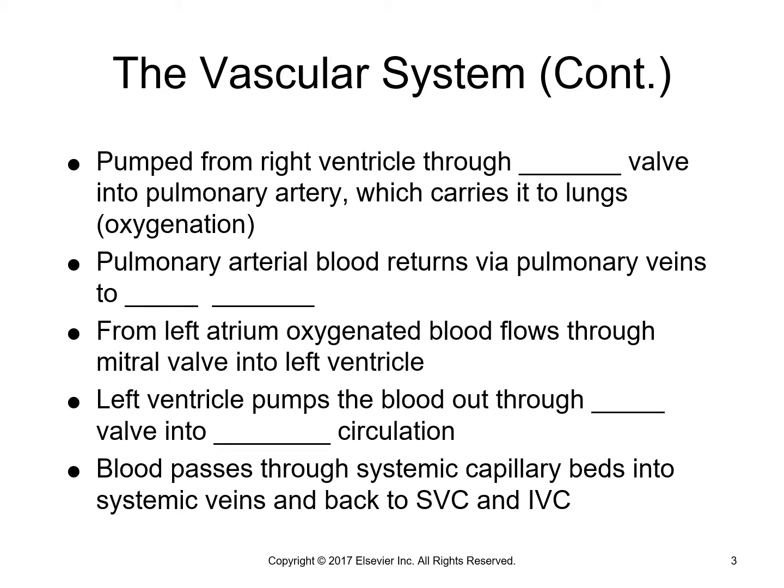Then the blood passes through the systemic capillary beds back into the veins and comes back through the superior and inferior vena cava. So just a quick review on your fill in the blanks on this particular slide. You have pulmonary valve as your first blank. The second one is left atrium. And then the fourth bullet there you have aortic valve into systemic circulation.